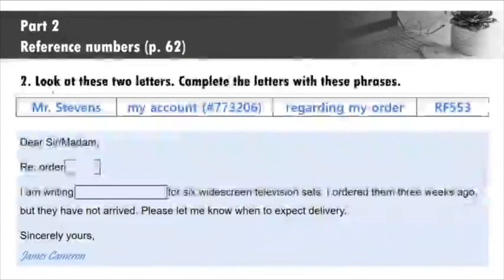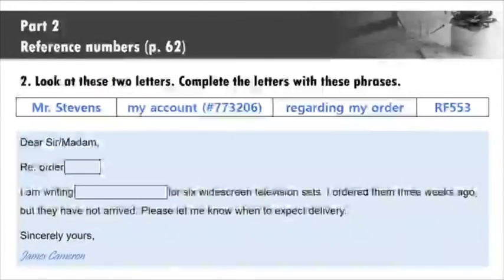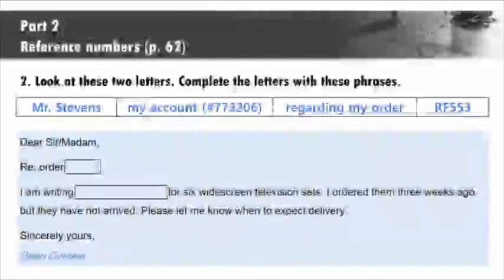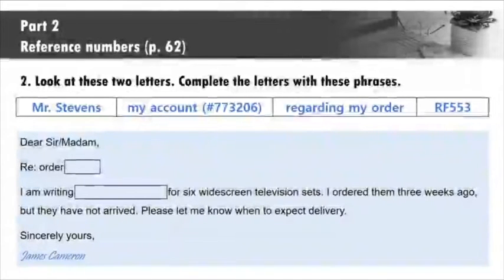Now, let's look at your book, page 62. Number 2, look at these two letters. Complete the letters with these phrases. There are 4 phrases. Mr. Stevens, my account number 773206. Regarding my order, and RF553.